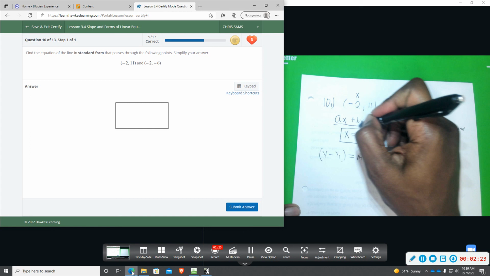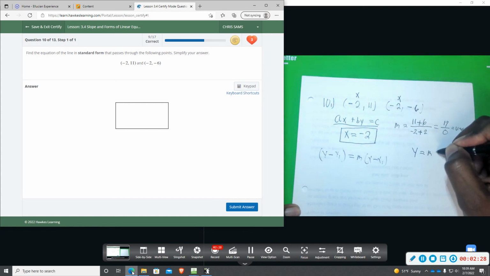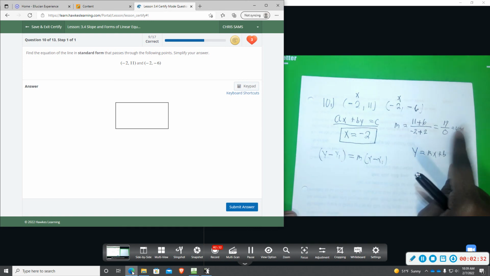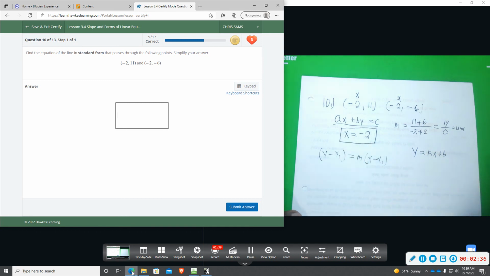So this was standard form, what we wanted. Sometimes they ask for slope intercept form. But anyway, this time it's undefined, so there was nothing that we need to do. Just write the equation x equals -2.